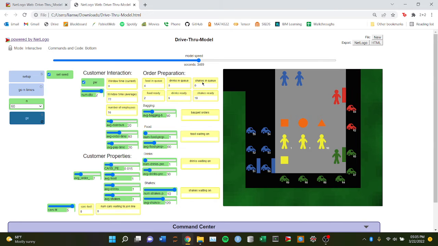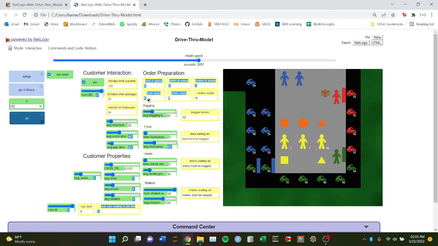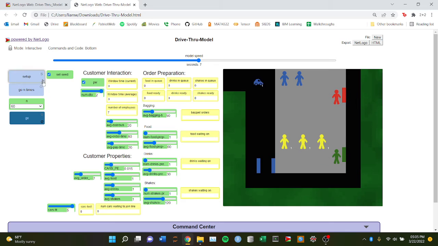10 of those employees aren't doing anything, right? I've got all my shakes ready, but I'm waiting on my drinks and my food items, and my bagging. So once I put 10 employees on it, that really starts to slow things down. Now, if I had just found a way to make my shakes easier to make, that would not have such a law of diminishing returns.